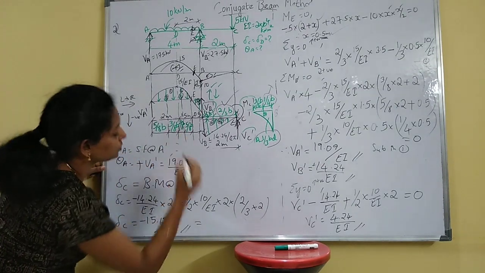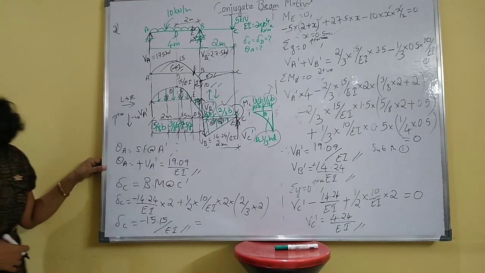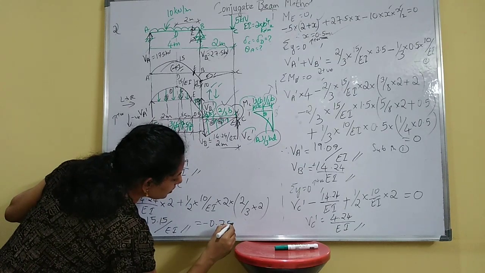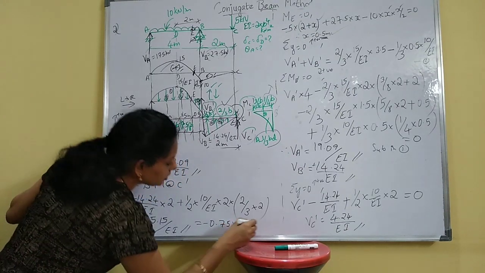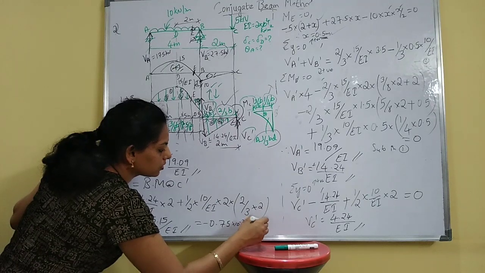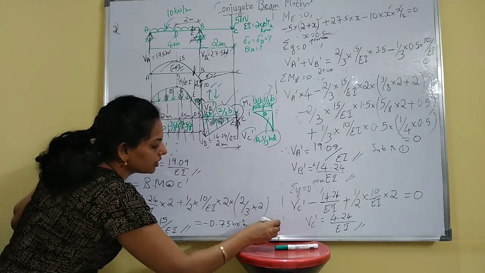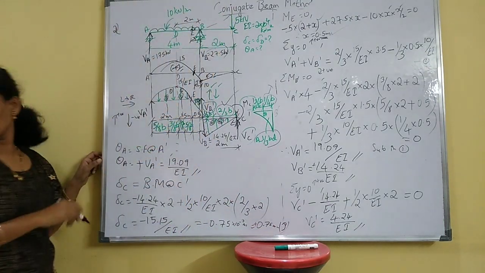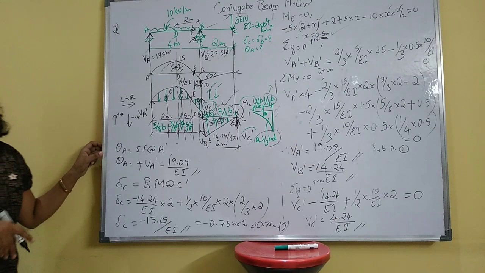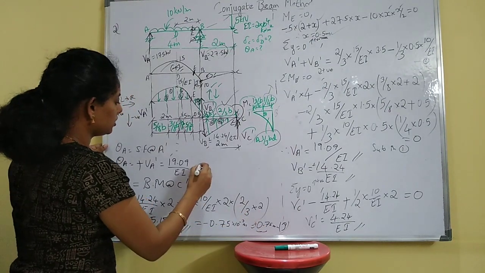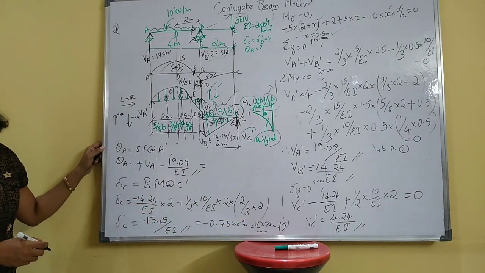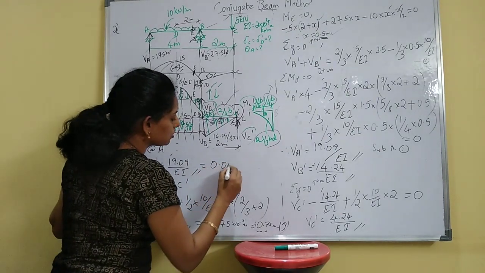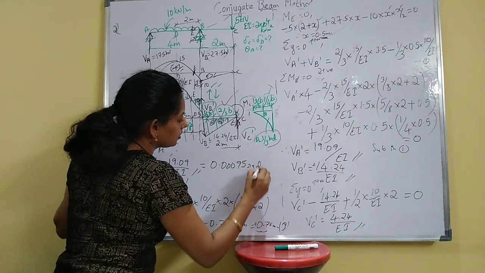Substitute EI, that is 2 into 10 power 4. You will have the final value minus 0.75 into 10 power minus 3 meter. You will get 0.75 mm. Deflection will be upward. So here deflection will go upward. Is it clear? Here also you substitute EI and get the value. That is 0.00095 radians.